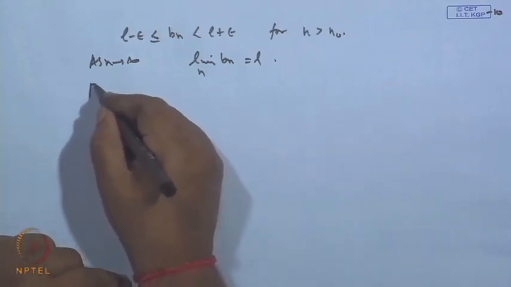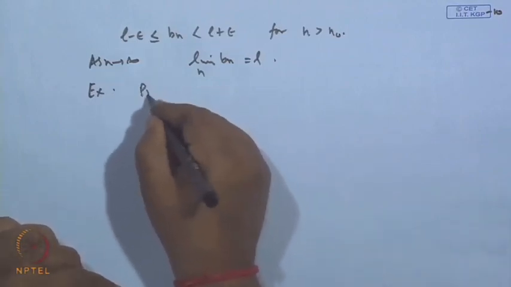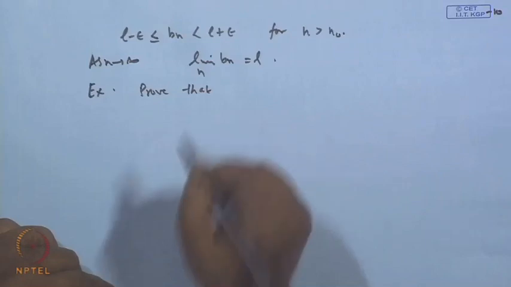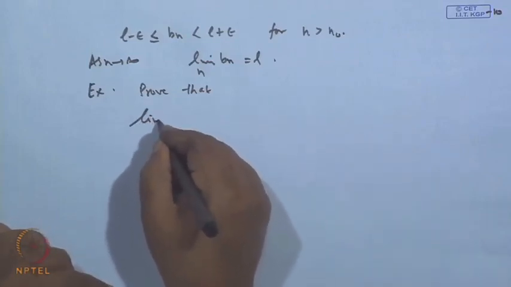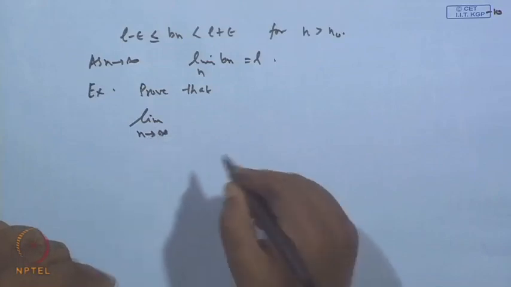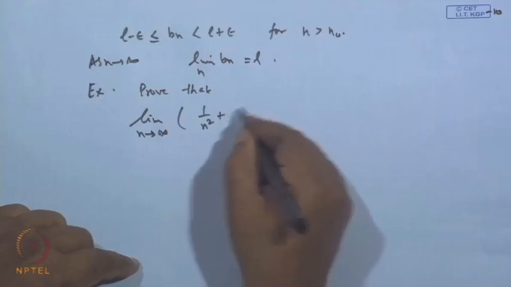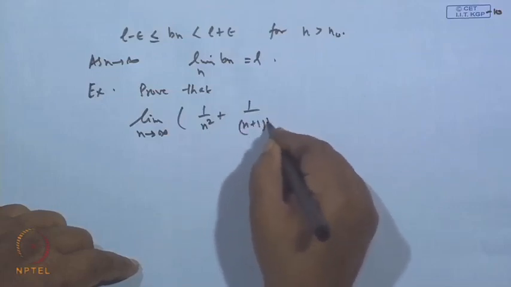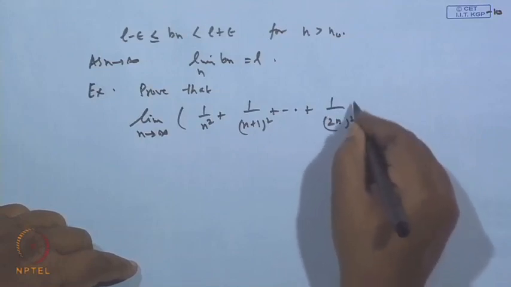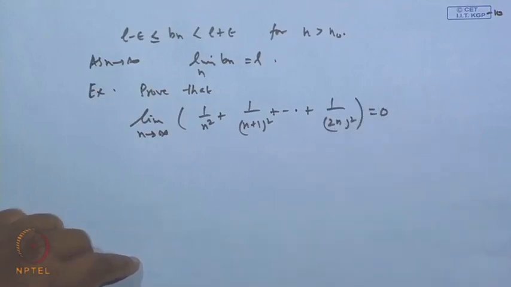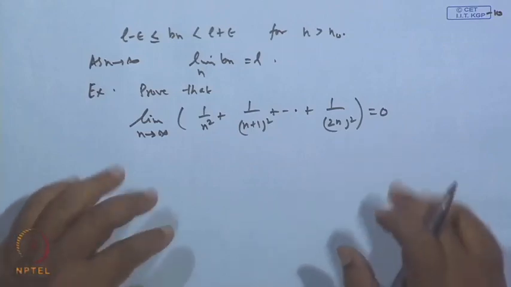For example, what is the use? Suppose I take this problem: prove that the limit, as n tends to infinity, of 1 by n square plus 1 by (n plus 1) whole square and so on up to 1 by 2n square is 0. The limit of this is 0. We wanted to show this part.